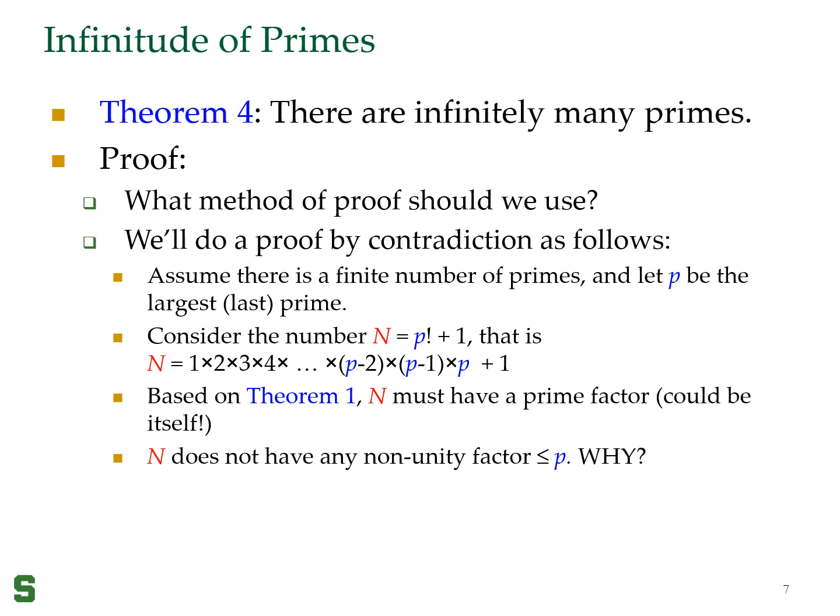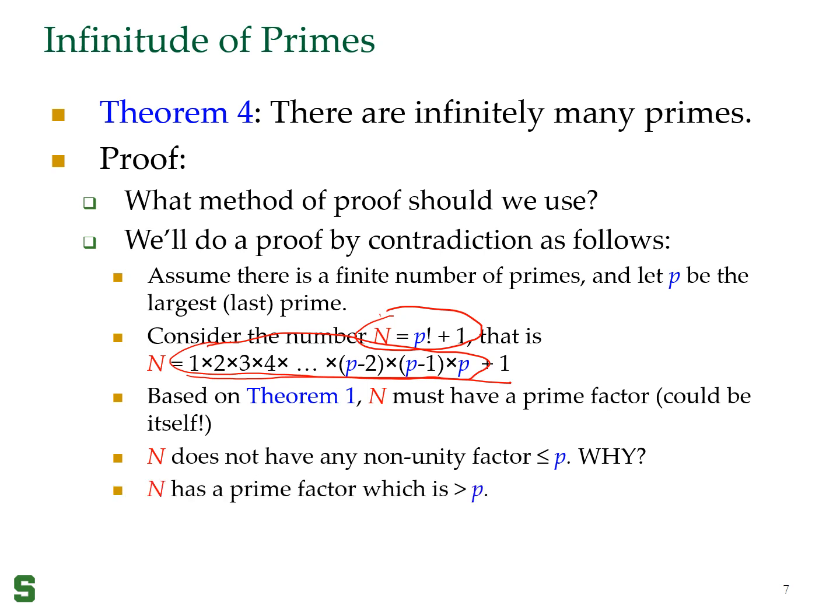If I divide n by p, and remember n is something like this, so if I divide n by any number less than or equal to p, I'm going to get a remainder of 1, and that's because this number without the plus 1 is always going to be a multiple of a number less than or equal to p. But that means that n has to have a prime factor that is greater than p, but we had assumed that there are no primes greater than p, which is a contradiction, and that means that there must be infinitely many primes.